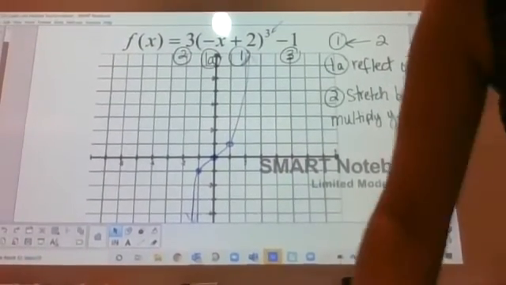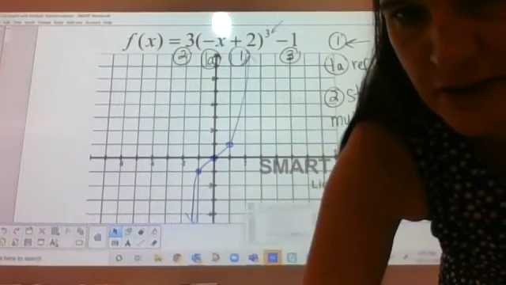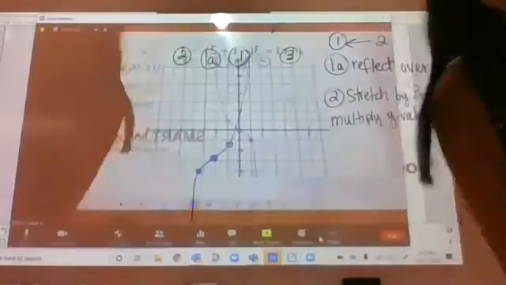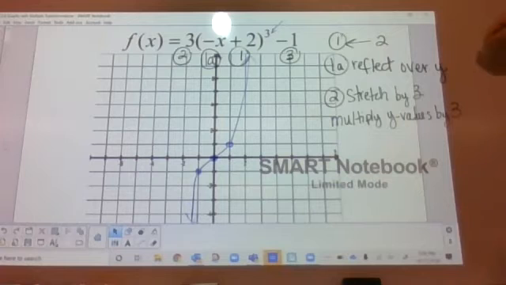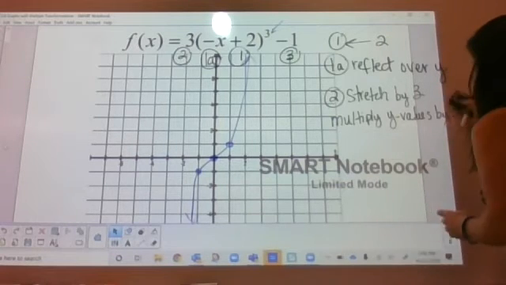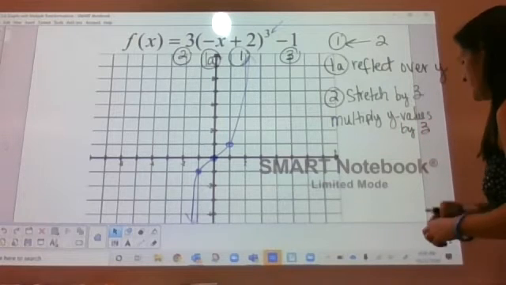I don't know if I just messed up. Hold on, I have to look at my Zoom screen and see if I messed it up. That didn't work. Never mind. Okay. So multiply, I don't know if you can see that. Multiply Y values by 3.